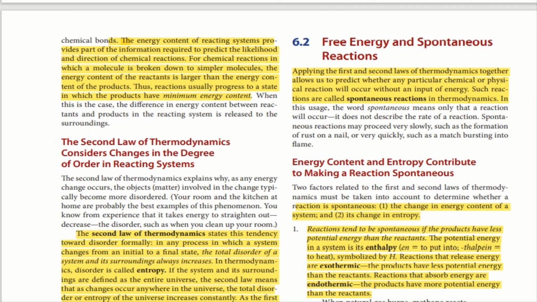Then we have free energy and spontaneous reactions. Applying the first and second laws of thermodynamics together allows us to predict whether any particular chemical or physical reaction will occur without an input of energy. Such reactions are called spontaneous reactions in thermodynamics. So we know that spontaneous reactions do not require input of any energy.